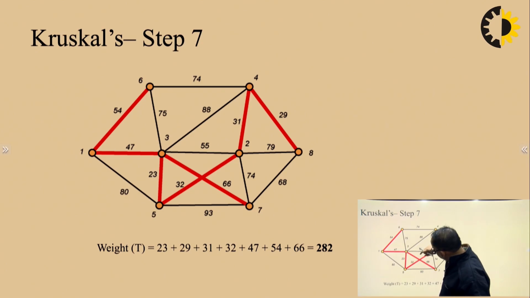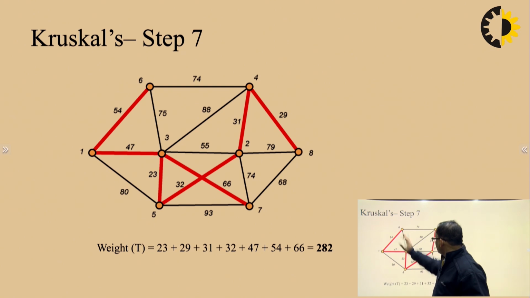Sometimes no cycle is formed here. Don't confuse, this is not a cycle, and this is also not a cycle. Okay, so 66 is connected in the spanning tree. After 66, all the vertices have been covered: vertex number 1, 2, 3, 5, 6, 7, 8. This is not a cycle, because we can fold it here, the 5, 2, 4 and 8. So there is no cycle in this minimum spanning tree.